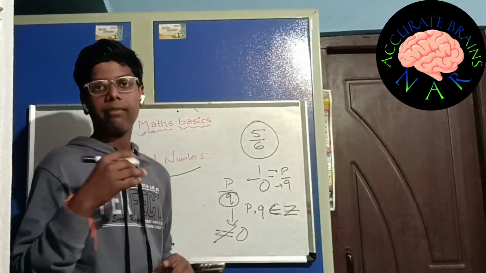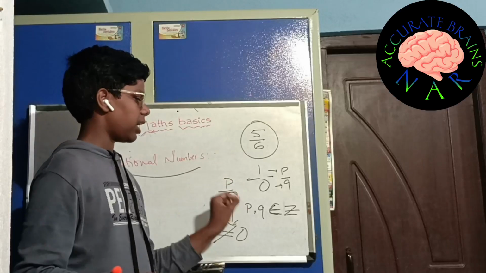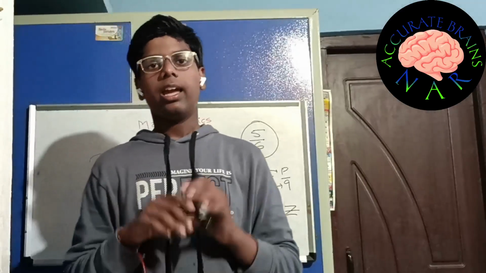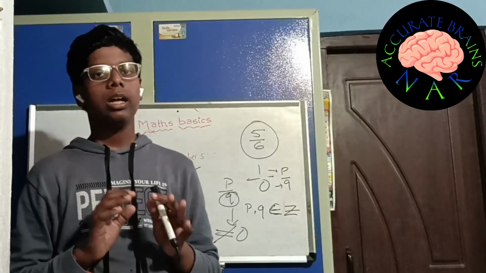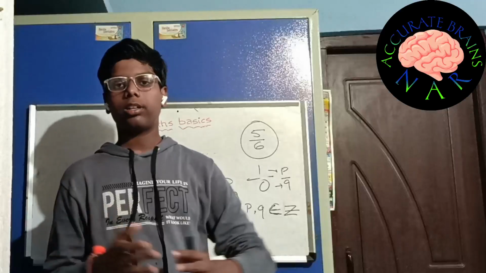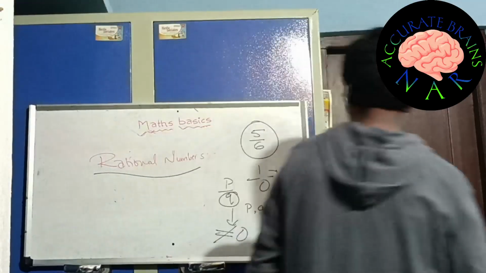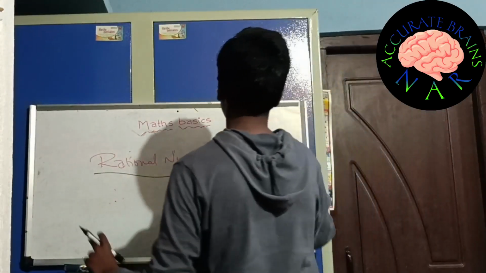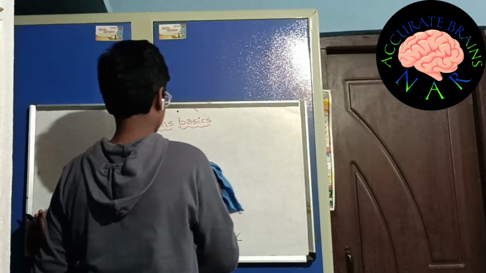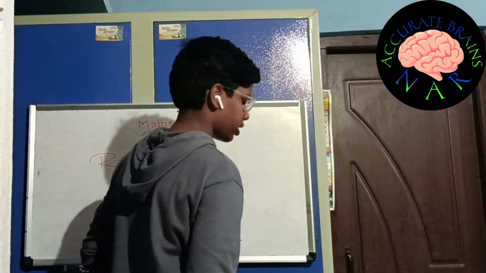In the rational number we have the rule that p and q are integers, but q is not equal to 0. If q is 0, it will not be a rational number. Here we write the definition of a rational number. It's very simple, right?